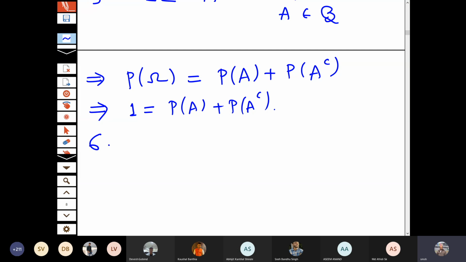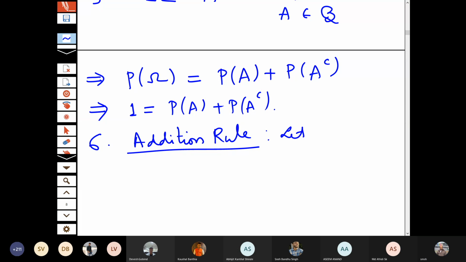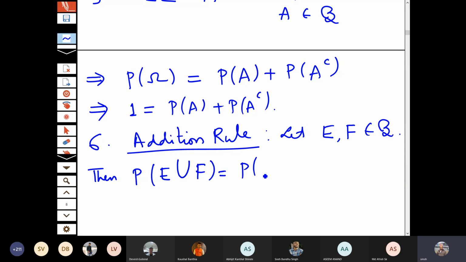Then the next one is the addition rule. Let E and F be any two events. Then probability of E union F is equal to probability of E plus probability of F minus probability of E intersection F.